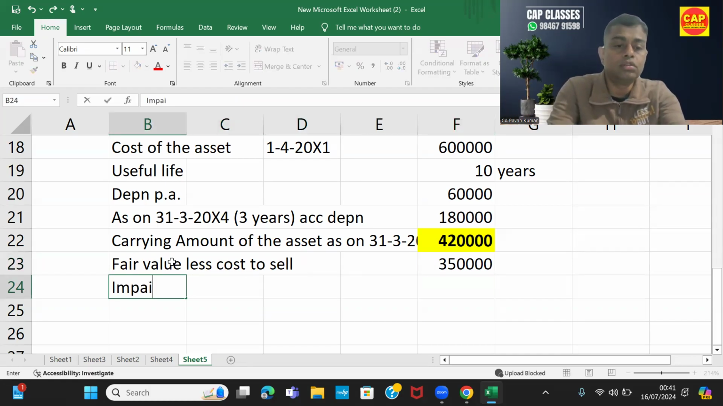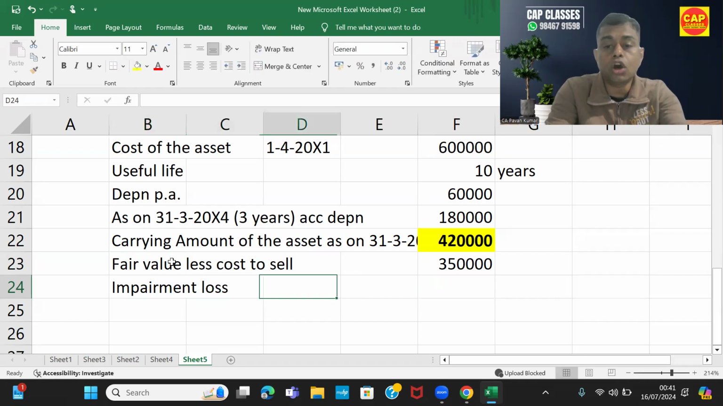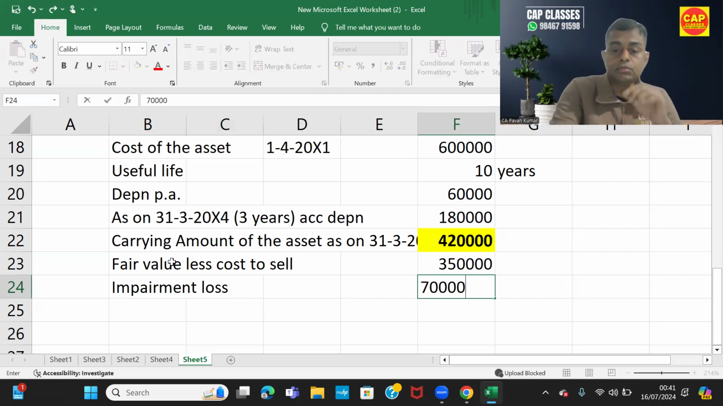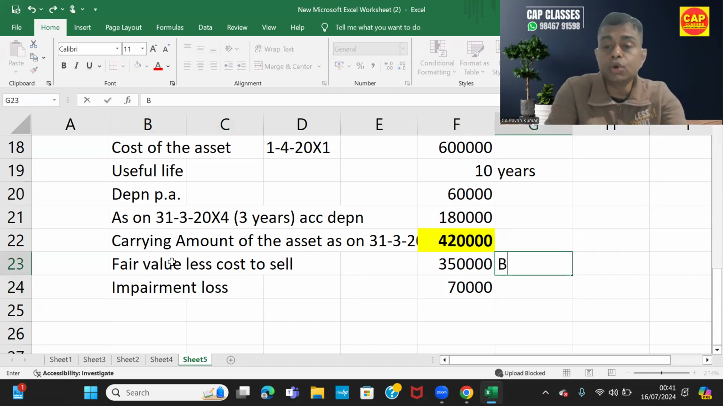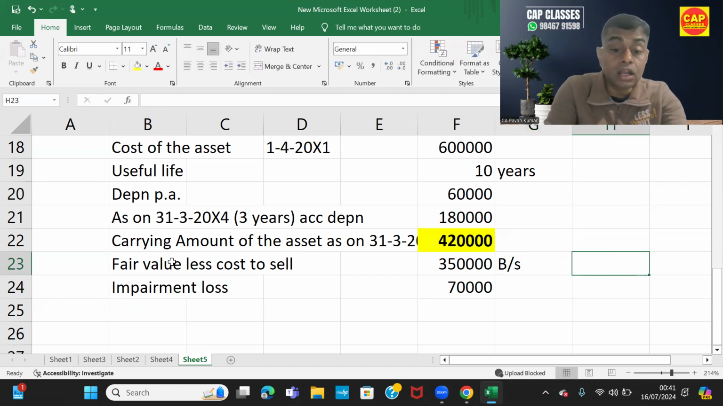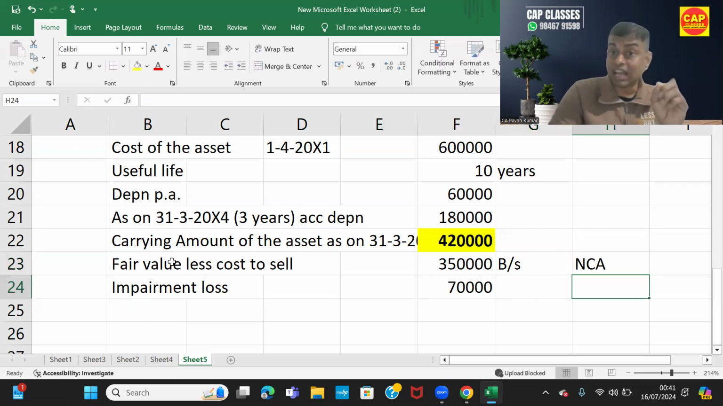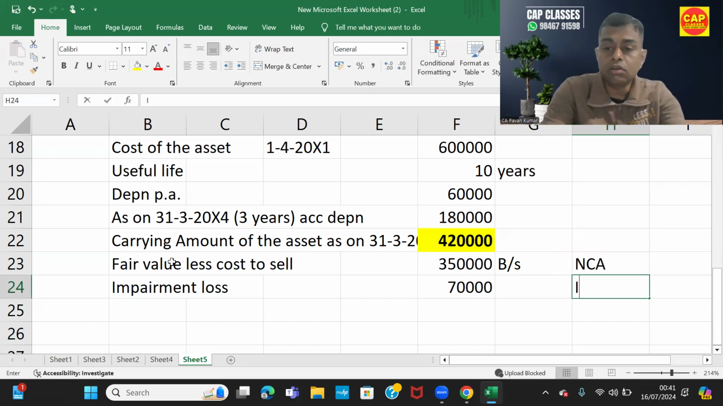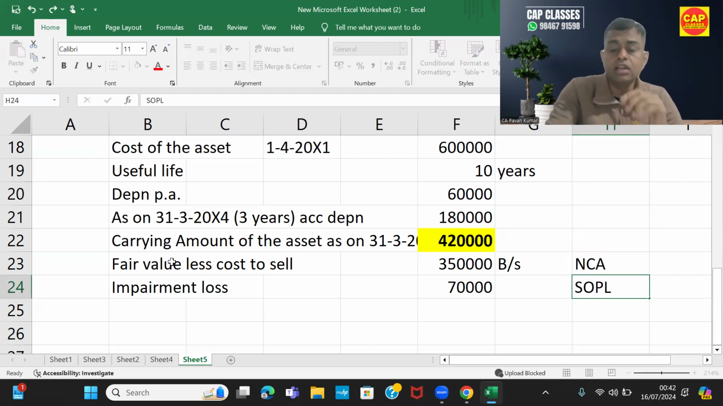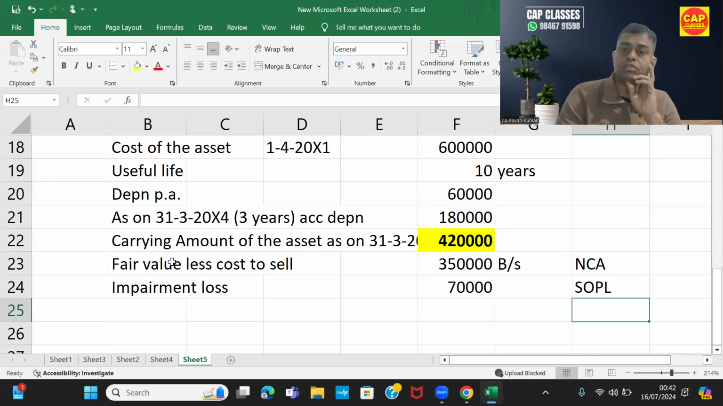So therefore, impairment loss is 70,000. So this will be shown in the balance sheet under non-current assets, not current assets. It is not held for sale. You are not applying Ind AS 105. You are applying Ind AS 16 only. Impairment loss 70,000 you will book. Loss should be taken to P&L, in the income statement or statement of profit and loss, SOPL you call it. In SOPL you will show 70,000 loss. That's all. This is correct accounting.